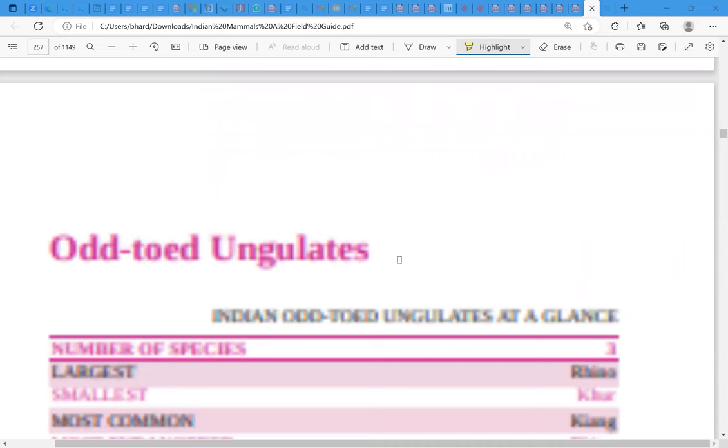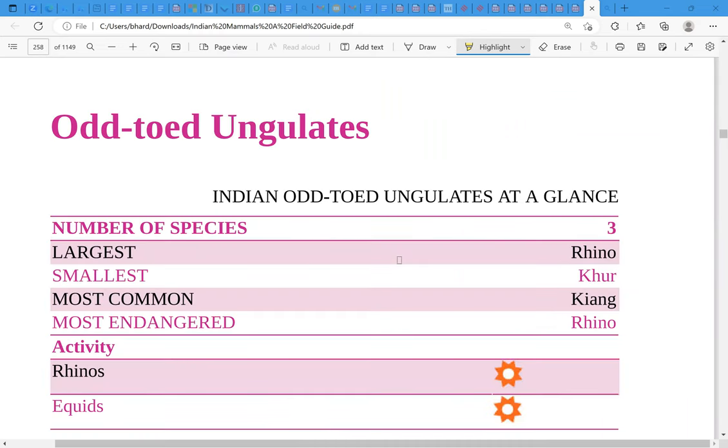So this is how the next topic we'll be taking up. Don't miss it. We'll be talking about the rhino. The smallest is the khur, the most common is the kiang, and the most endangered is the rhino. And that is how we'll be taking you to the next animal.